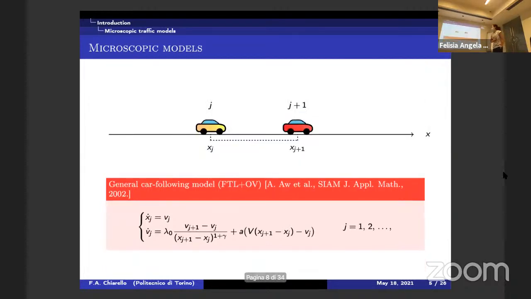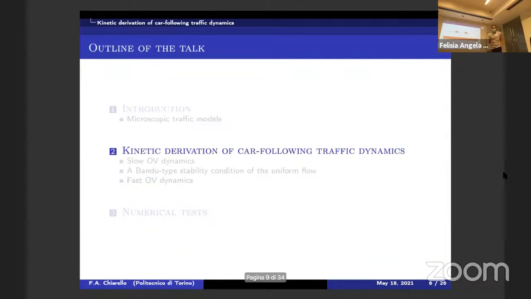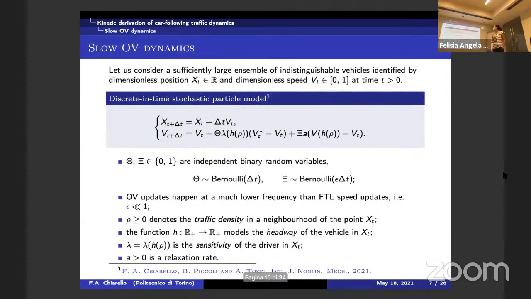model. So this is just an illustration of the situation. So we have the leading vehicle here in x_{j+1} and the rear vehicle here in x_j. So we start with the kinetic derivation of following traffic dynamics. And okay, let us consider this sufficiently large ensemble of indistinguishable vehicles. So we have this discrete in time stochastic particle model that we can write directly from our microscopic model.